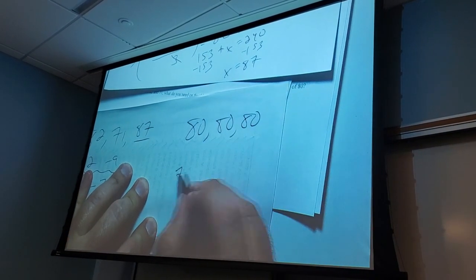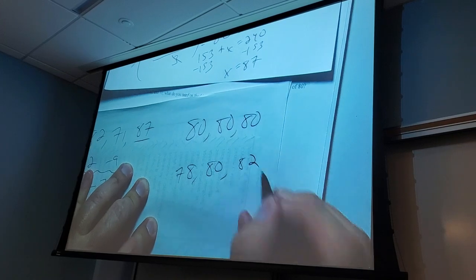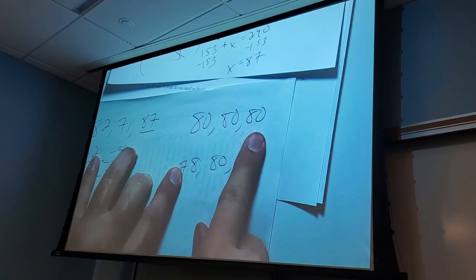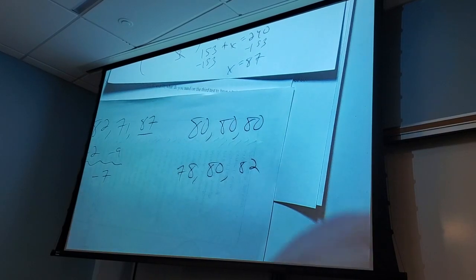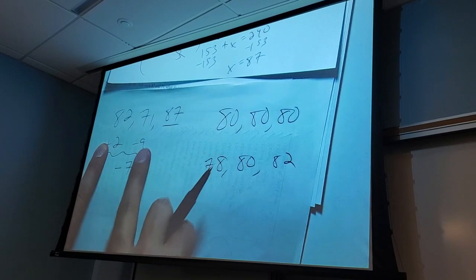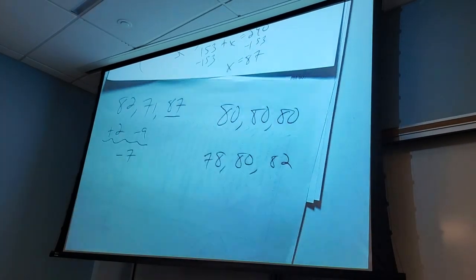What's the average of this then? 80 still, because I took 2 away from that guy and I gave it to this guy, right? So they still all add up to be the same thing, don't they? So if I just see how far away from 80 everything is, I can just give this guy what he needs to average everybody out.